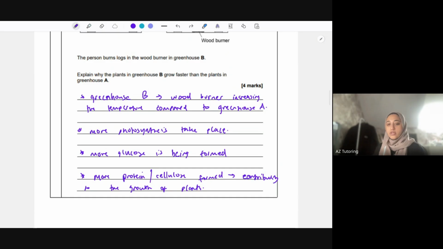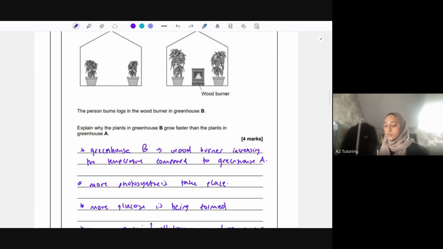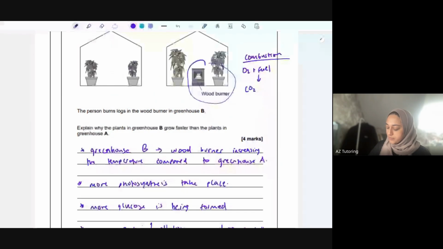Another way you could have also answered this question, which some people did, if you think back to chemistry, when you're burning wood, that is a combustion reaction. We're going to cover this in tomorrow's class. A combustion reaction is where you react oxygen with the fuel, so the fuel in the wood burner, and you form carbon dioxide and water. So the carbon dioxide also helps with photosynthesis.